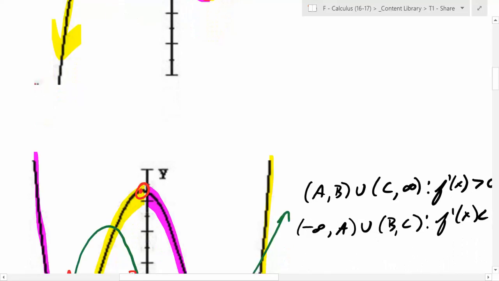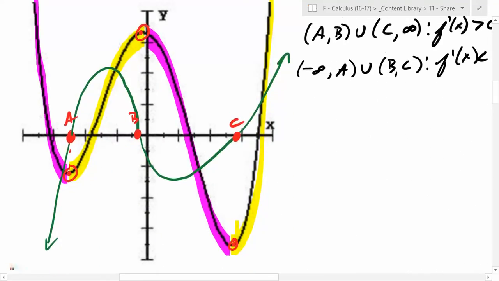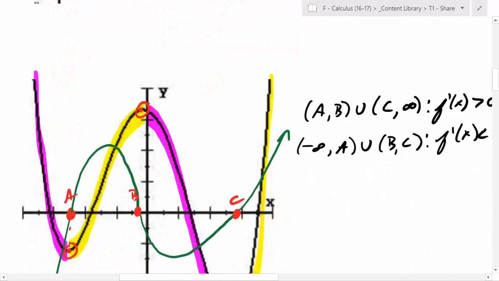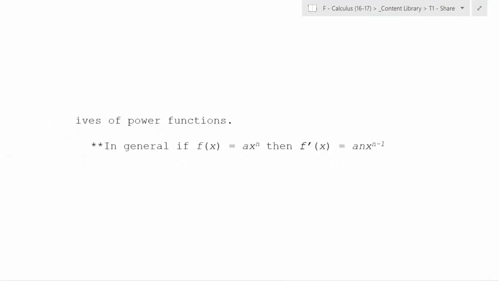What about this one? How many times does this function change direction? The function changes at A, B, and C, right? How many turning points does the derivative function have? 2. So do you see a correlation here? What happens if I had 4 turning points in my function? How many turning points will the derivative have? 3.